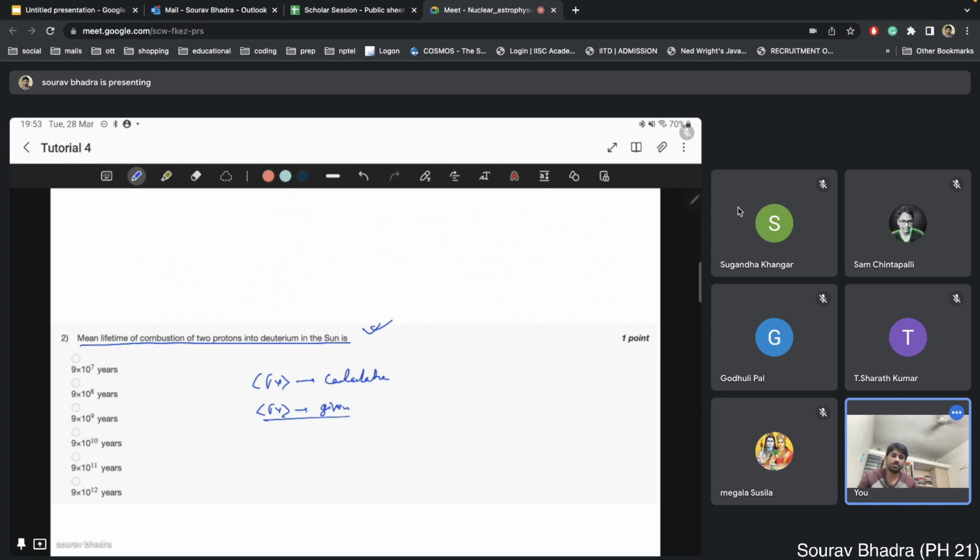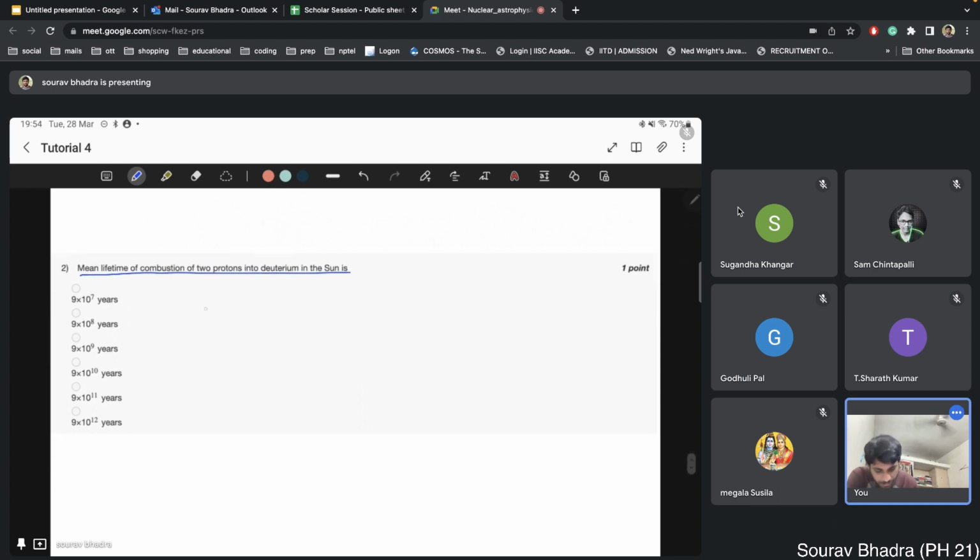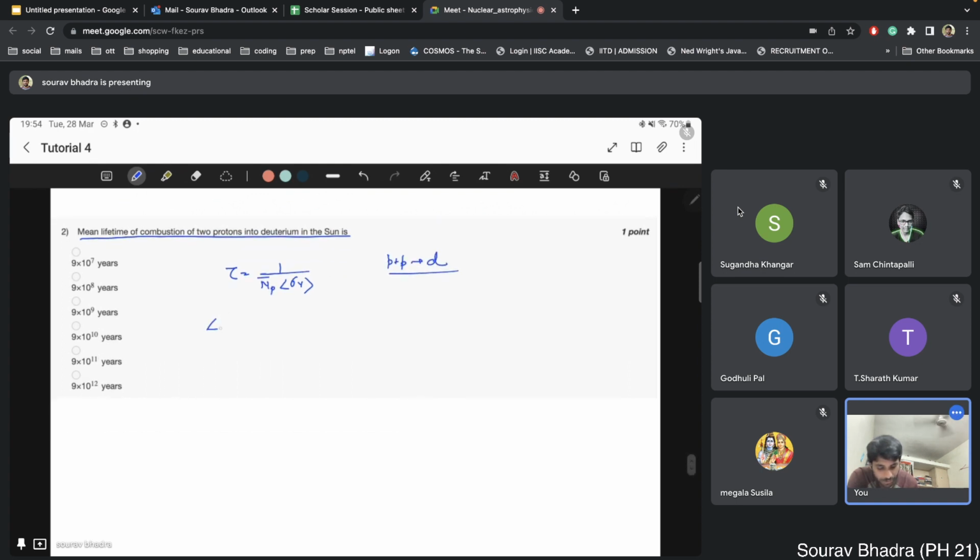In the last class I just used that value and calculated. That was very easy, but now I want to calculate it. I will go through it within 7 to 8 minutes and we will end the class. So we have to calculate the mean lifetime, and last week I showed you that the lifetime is related to n sigma v, where n is the number density. For 2 protons into deuterium, the reaction is proton plus proton to deuterium. Now we have to calculate sigma v, which is not given in this case.